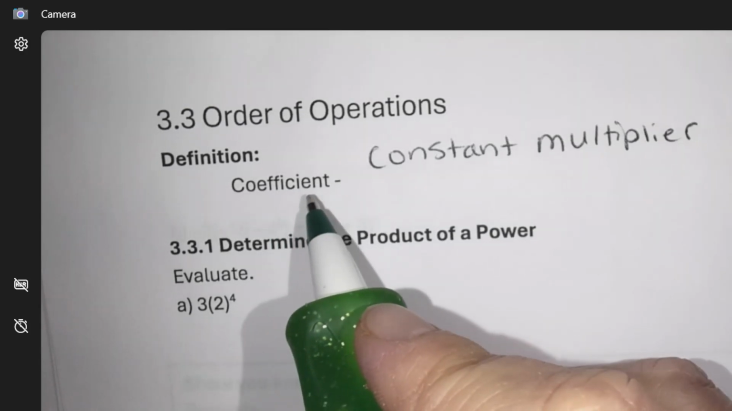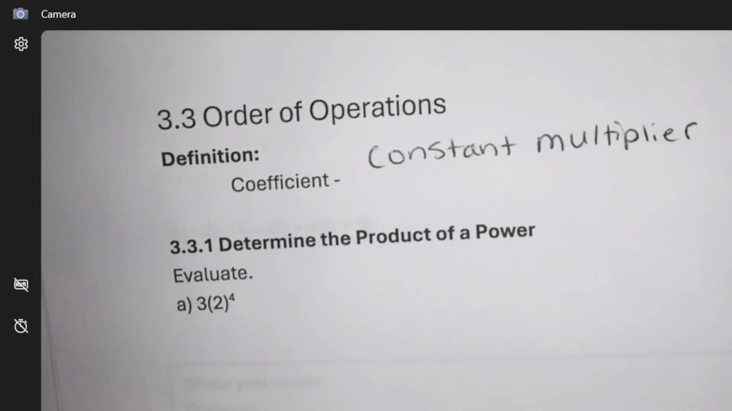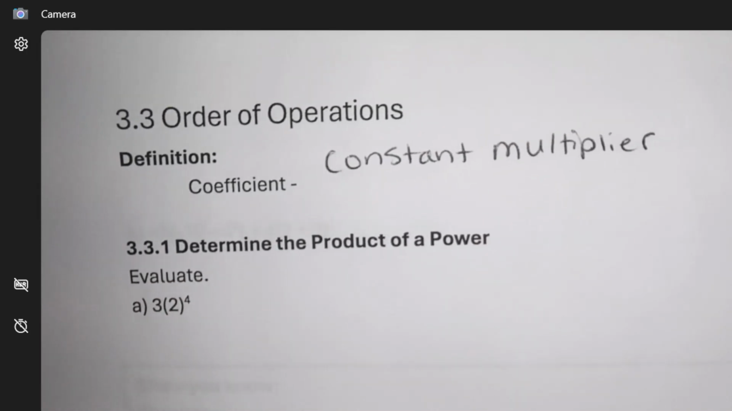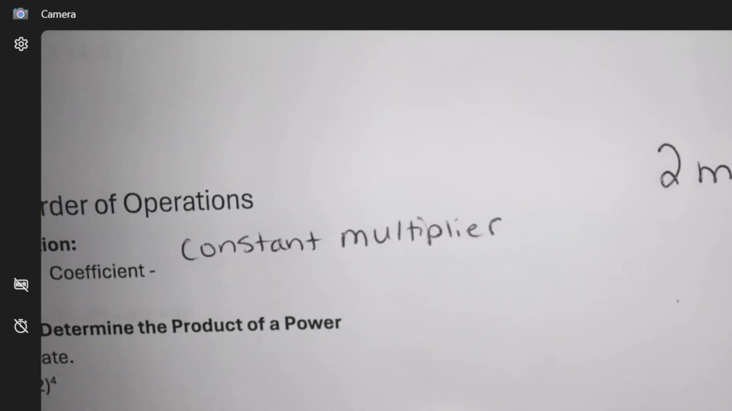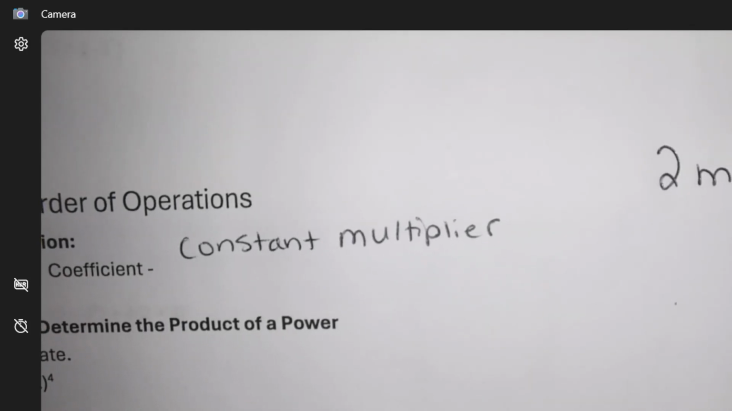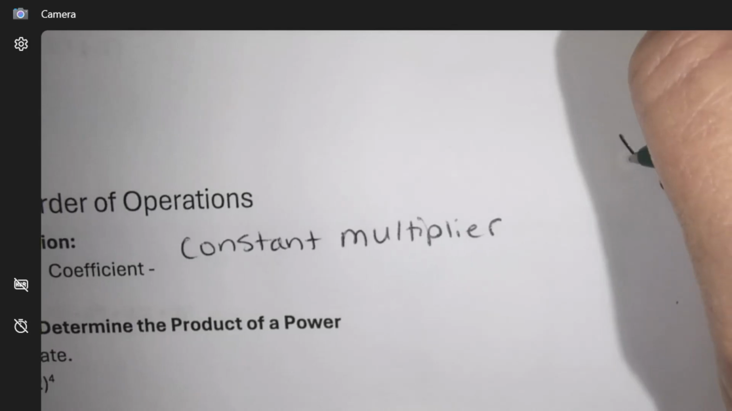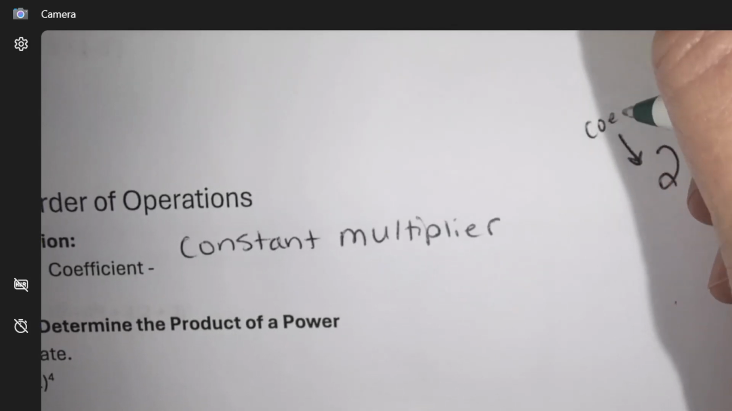Okay, a coefficient is a constant multiplier, and we often have it in front of variables, but we can have it in front of other things. Okay, so I want to talk about, we've talked about this before. So if I had a scenario that looked like this, we have three things going on in this. We would have a coefficient.